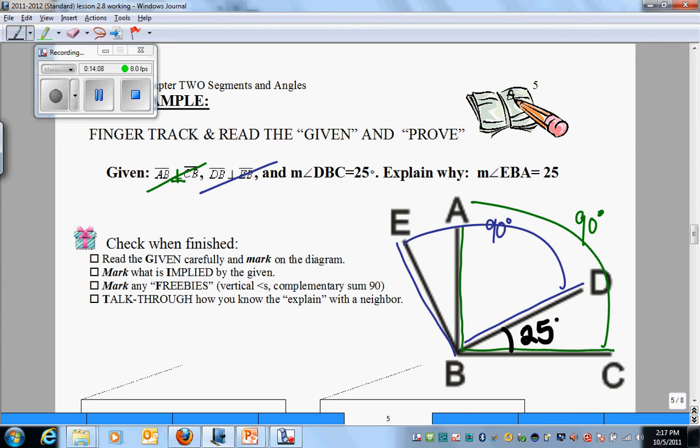Okay, angle DBC is 25. Cross it out. We're trying to explain why. How do we know EBA is 25? No, at this point, stop. Talk about it in your groups, 30 seconds each. How do you get from the left to the right? Go, in your groups.